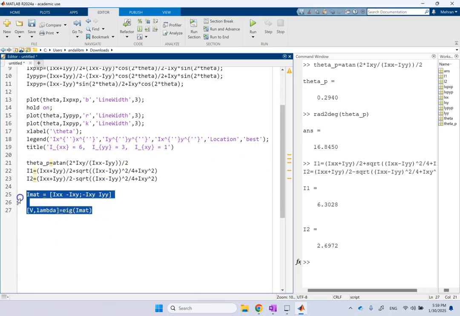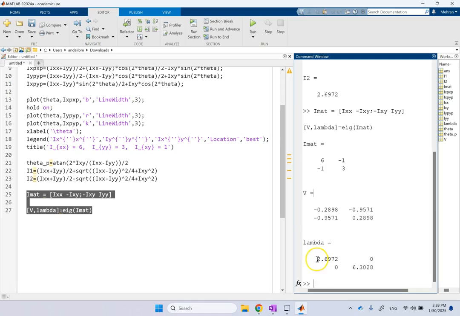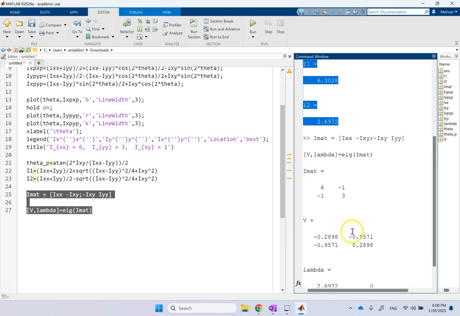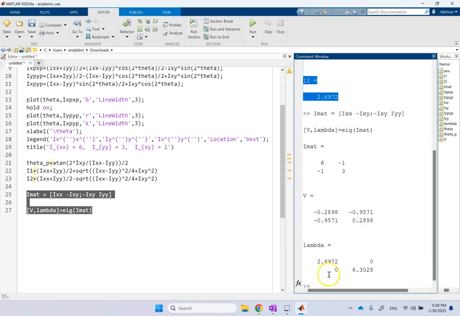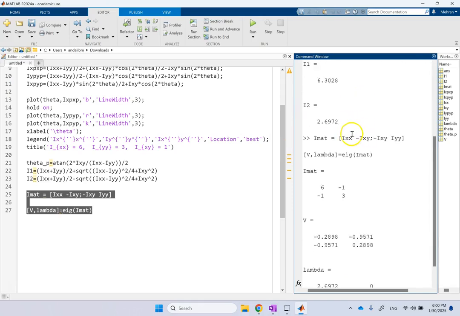Okay, so let's see what we get if I run this. Look at the lambdas, 2.69, 6.3. Are they the same as these? Absolutely. So you see the eigenvalues of the matrix are the maximum and the minimum second moments.